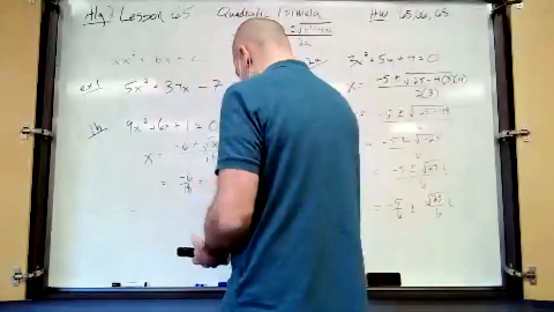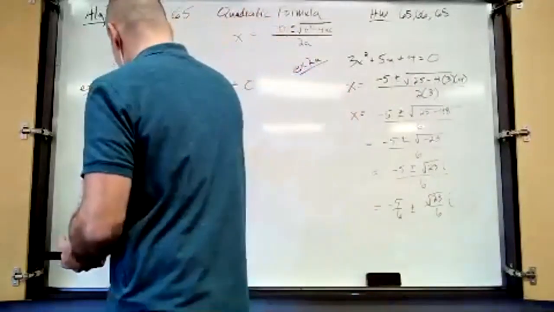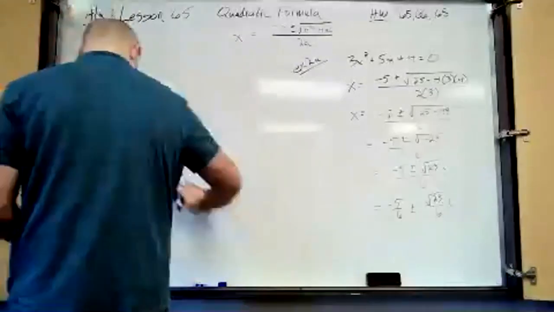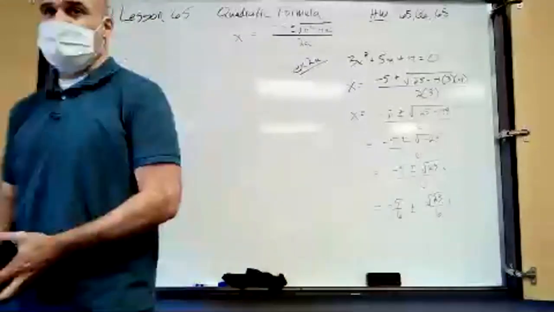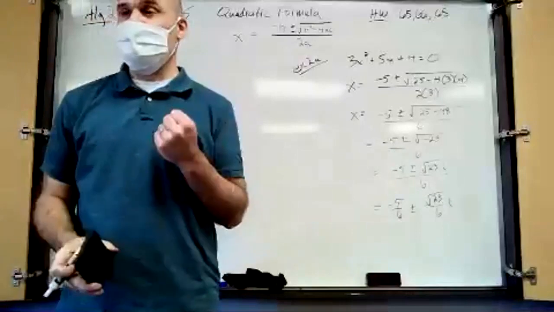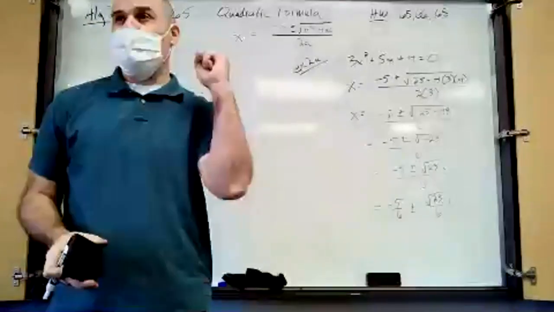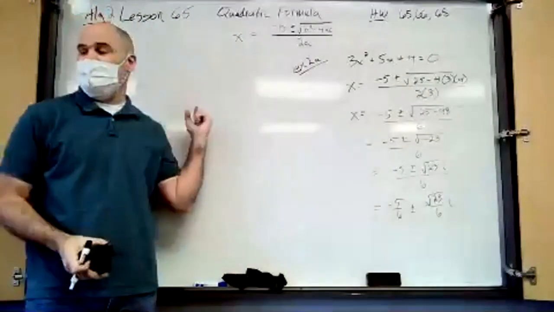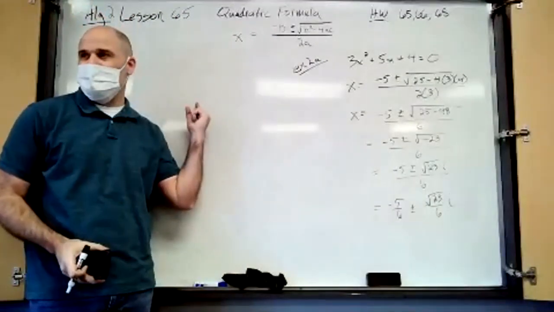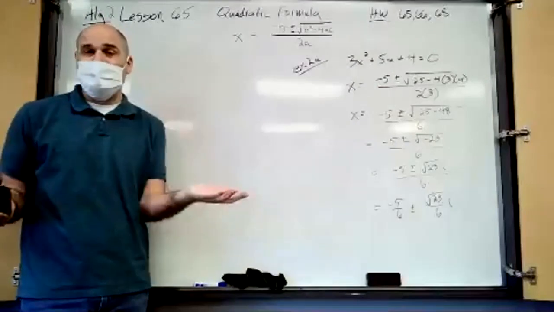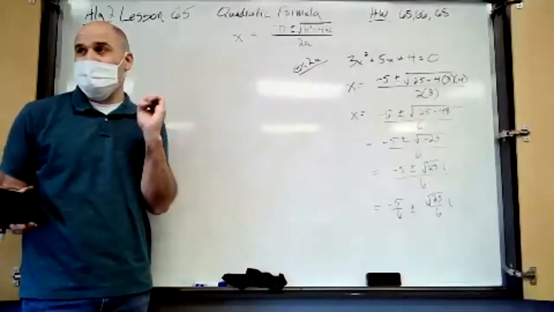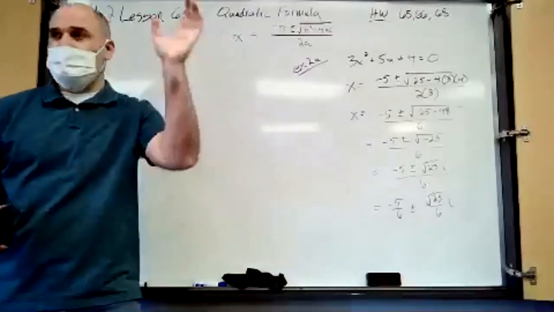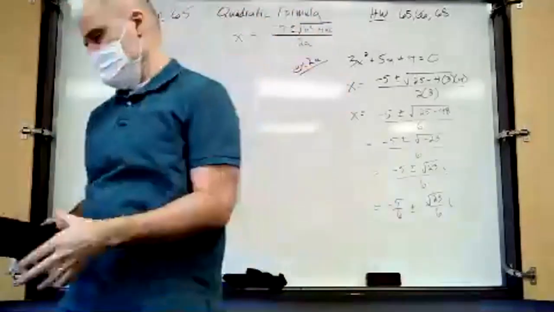Okay, so there's not much else to this. There's a quick way to determine whether you're going to have a nice, pretty number, whether you're going to have one solution. Remember, your one solution happened when you ended up with zero in the radical. So basically, if b squared minus 4ac equals zero, then you're just going to have one solution. It's going to be nice because it's not going to have a radical in it. But it's one solution.